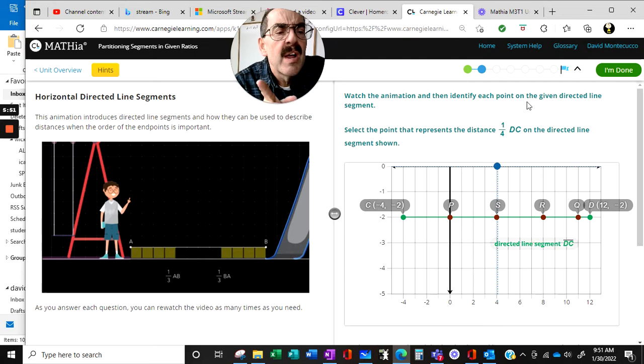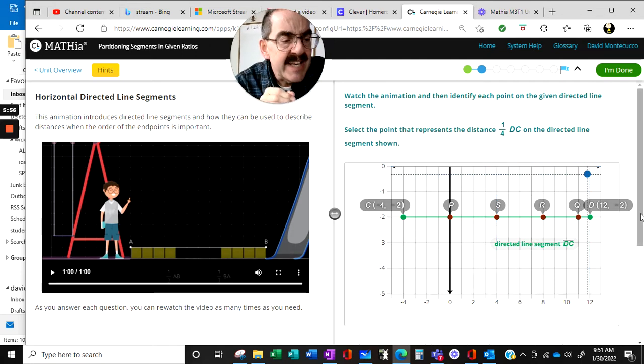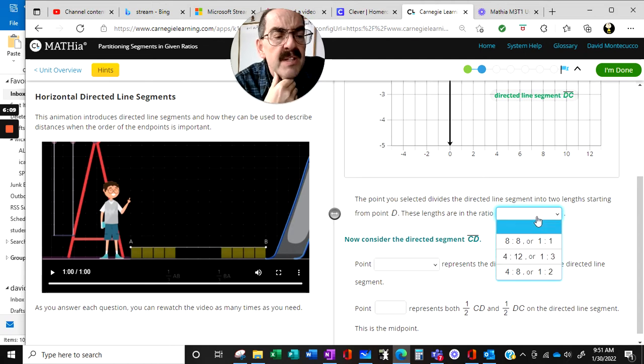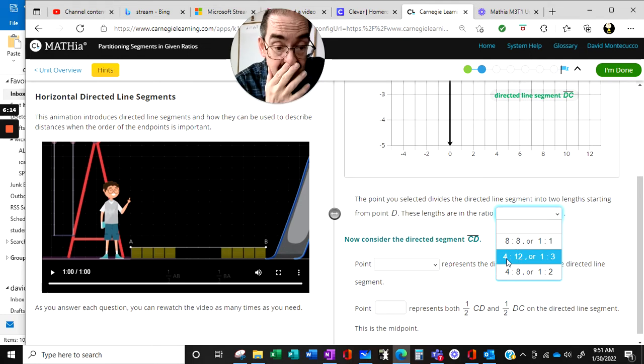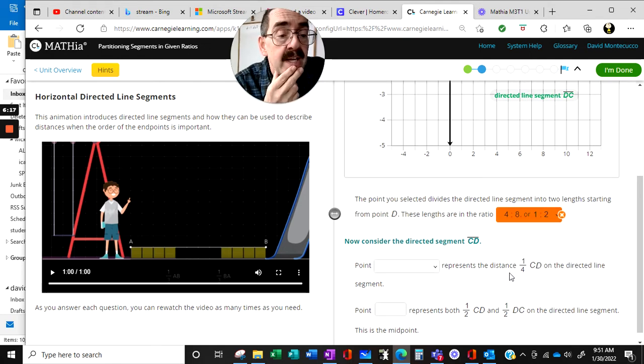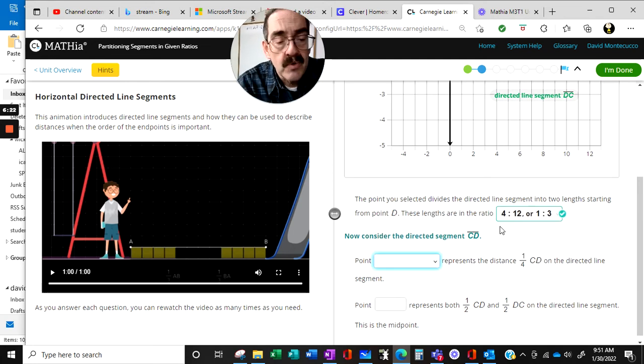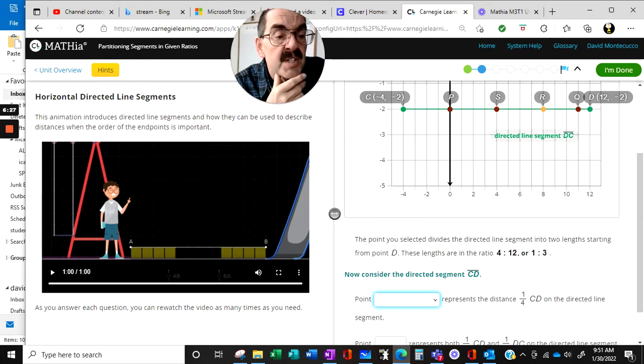Okay, so now select the point that represents distance 1/4 DC. 1/4. So we go from 12 to 16, so 4 units. 1, 2, 3, 4. I'm going to save this one right here. Cool. So these are 4, 8, 12. Right? 4 of the 12 units. Okay? Point C, D.